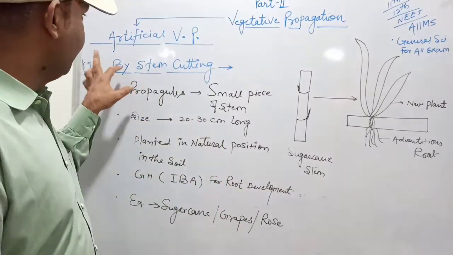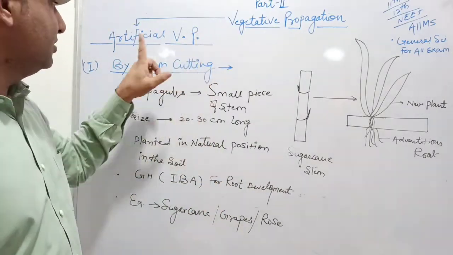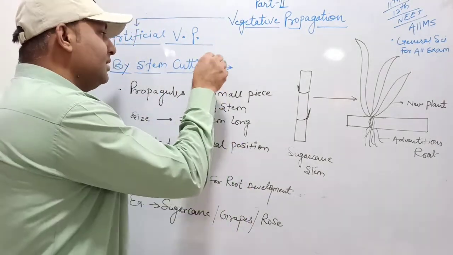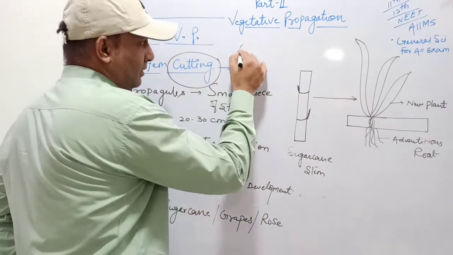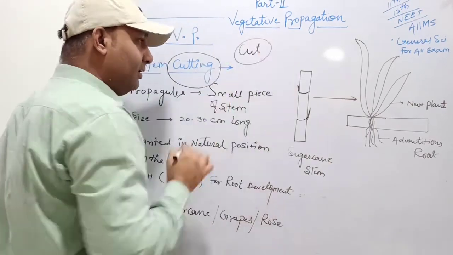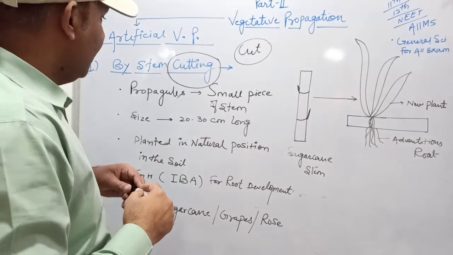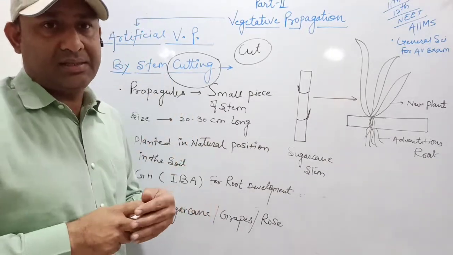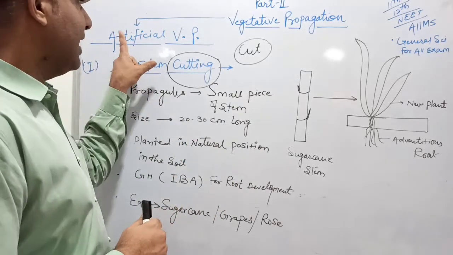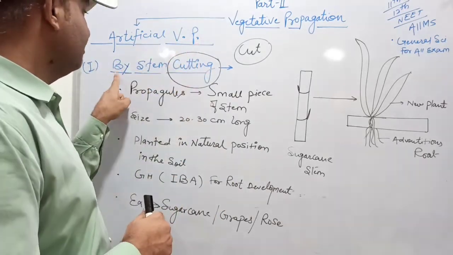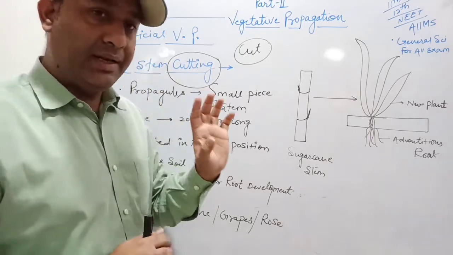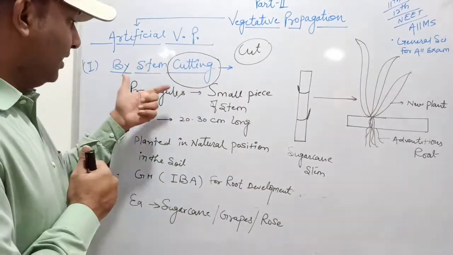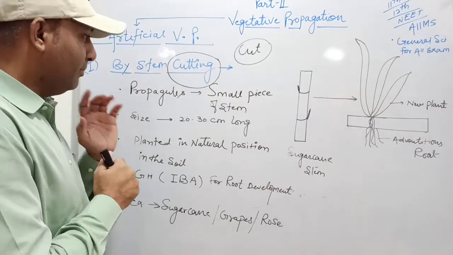First we take the artificial vegetative reproduction part, first by stem cutting. As we know, the word cutting means cut. Clear? In this process, we cut a small piece of a stem and grow a new plant. That process is called artificial vegetative propagation by stem cutting. Clear?